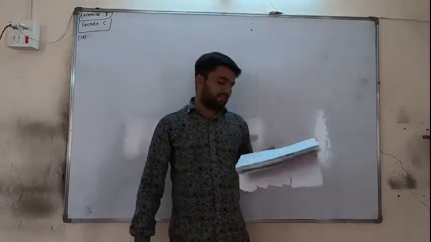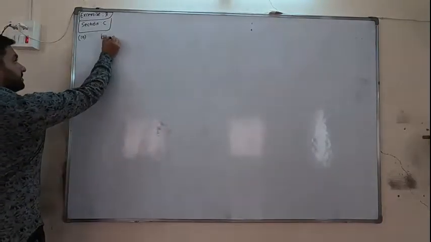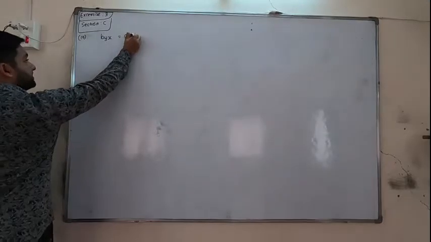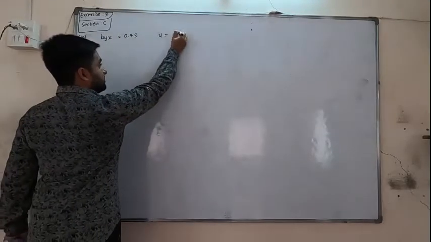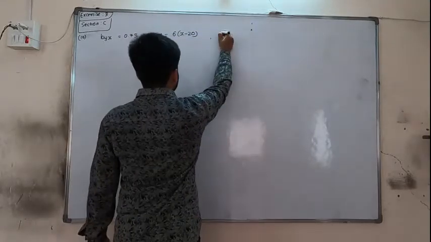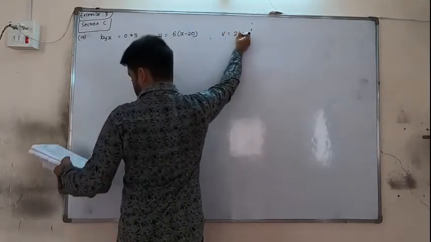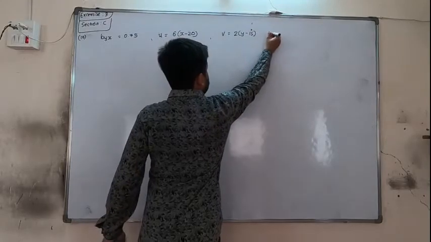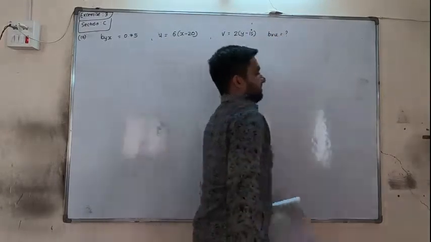For the study of the regression line, find b_vu. b_yx is 0.75, u is equal to 6(x minus 20). So if you have not understood that, understand here. v is equal to 2(y minus 50), b_vu question.